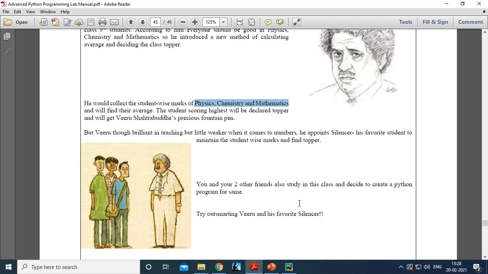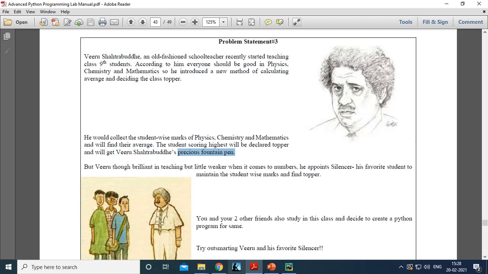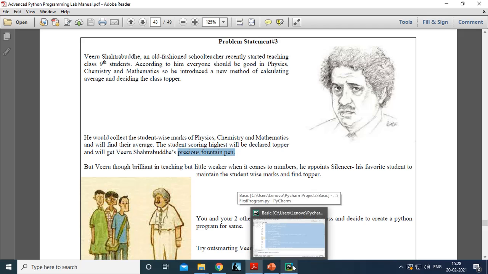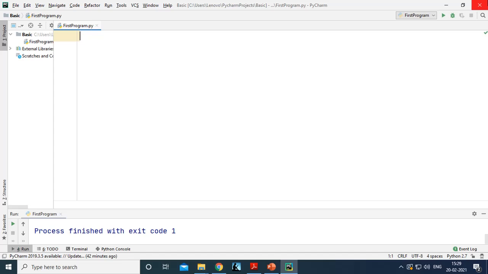Over here, a hypothetical situation is given that the professor will give you the award of his fountain pen if you solve this problem, and so on. Let me explain how the dictionary will look. Your basic dictionary will look something like this: scores. It will be a two-level dictionary.